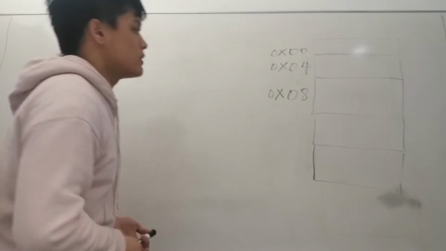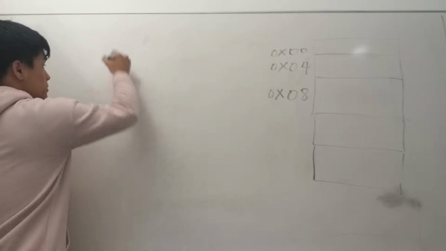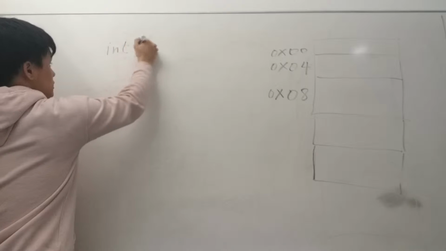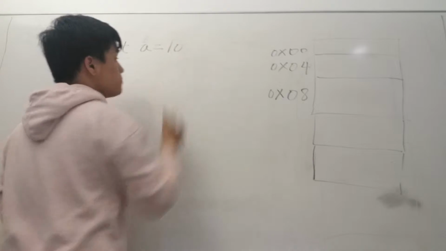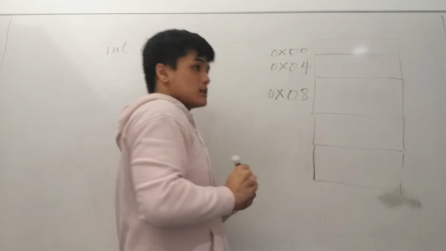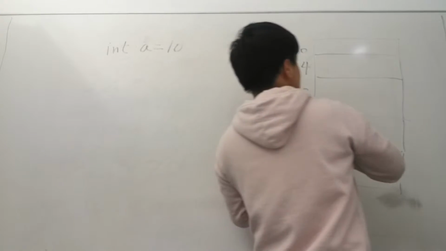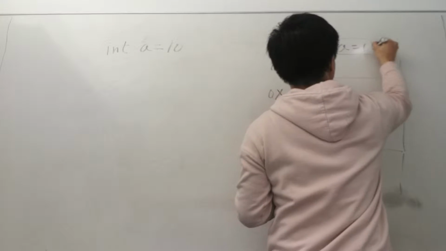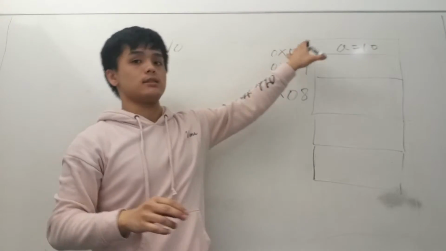Before I dig into that, I'm going to introduce you to the address-of operator. Assuming that I have defined an integer type variable called a and I set the value to 10, what happens in the memory is that it gives it a space inside of memory, and I set the value to 10. Okay, it sits in the memory like that, and it has an address called 0x00.